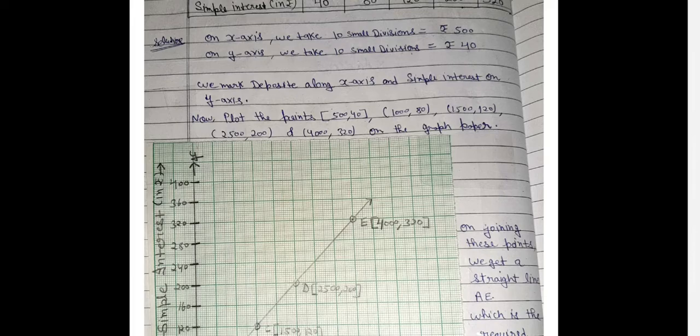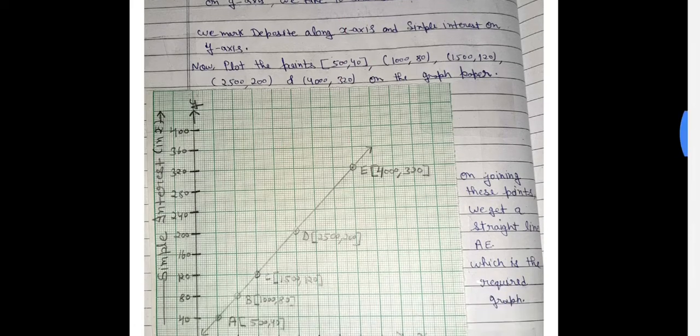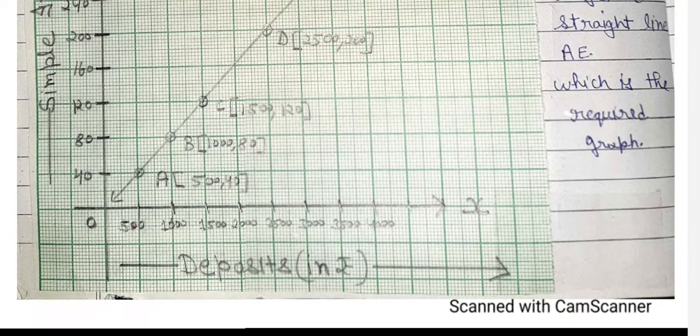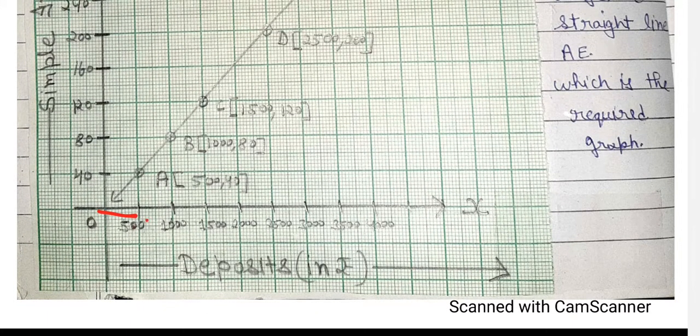So 500 represents x and 40 represents y. Just come on the x-axis first: 500 on the x-axis, and then 40 on the y-axis. It becomes point A, 500 comma 40. The second point is 1000 comma 80. On the x-axis come to 1000, and on the y-axis move up to 80. So it becomes point B.